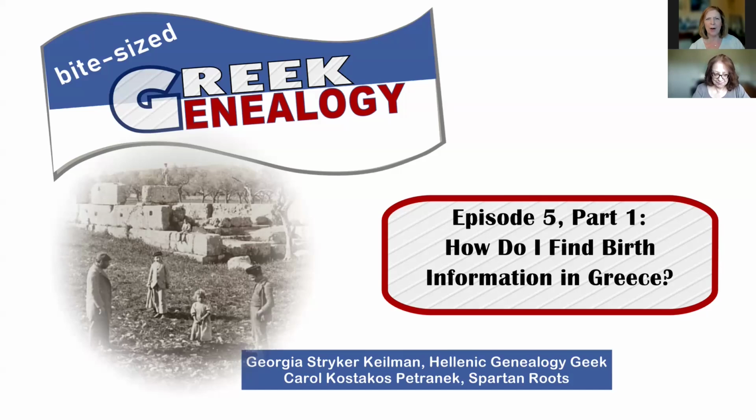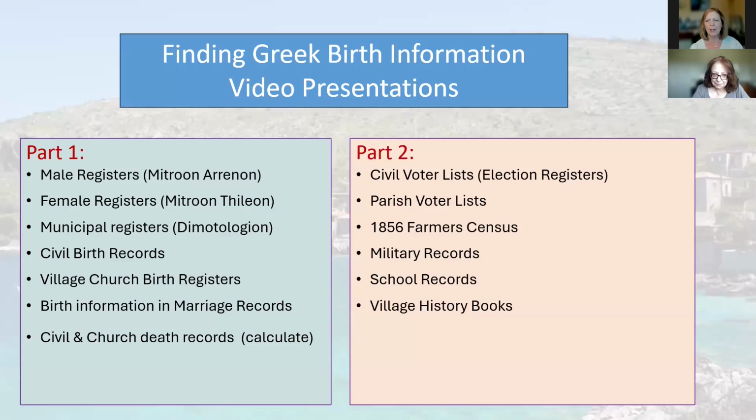This is episode 5 where we discuss how to find birth information in Greece. Georgia and I decided that there are so many record types to discuss that we've broken this up into 2 videos. This video is part 1. We'll talk about finding birth information in male registers and female registers, municipal registers, civil birth records, village church birth records, and other records where a date's not provided.